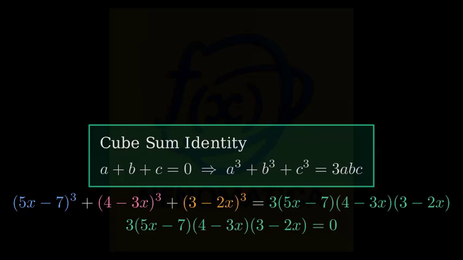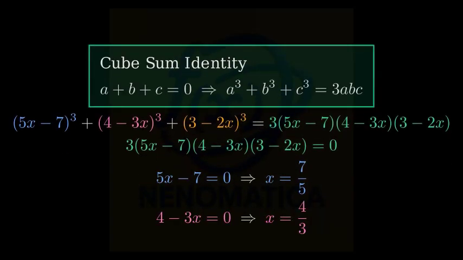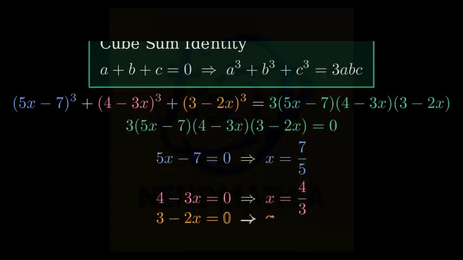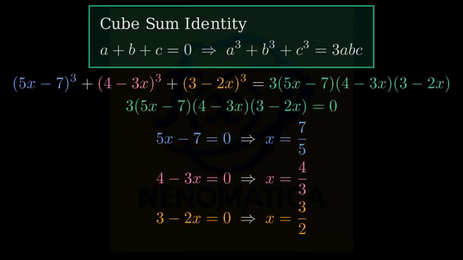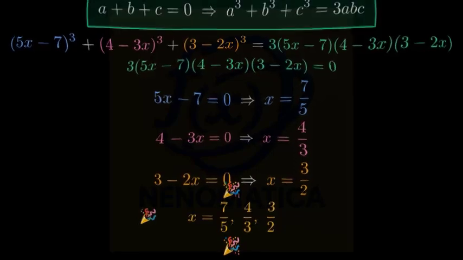Step 4. Solve each linear factor equals 0. 5x minus 7 equals 0 gives x equals 7/5. 4 minus 3x equals 0 gives x equals 4/3. 3 minus 2x equals 0 gives x equals 3/2. Therefore, the solutions are x equals 7/5, x equals 4/3, and x equals 3/2. Great job using structure to avoid expanding cubes.